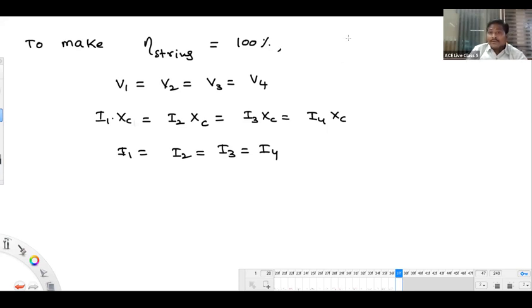Practically we are using a guard wire. I'll tell you what the practicality of that is after a little time. Let me complete it first.